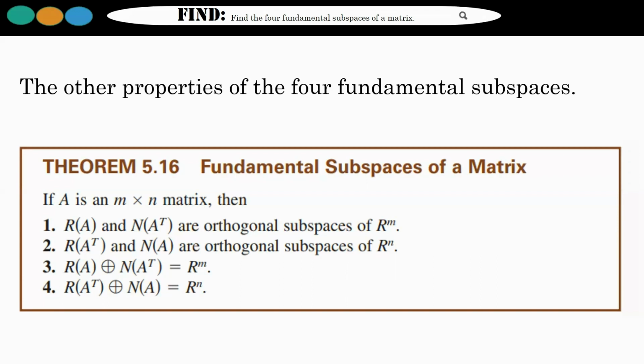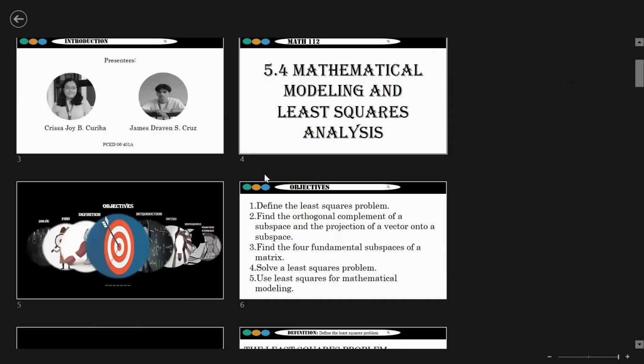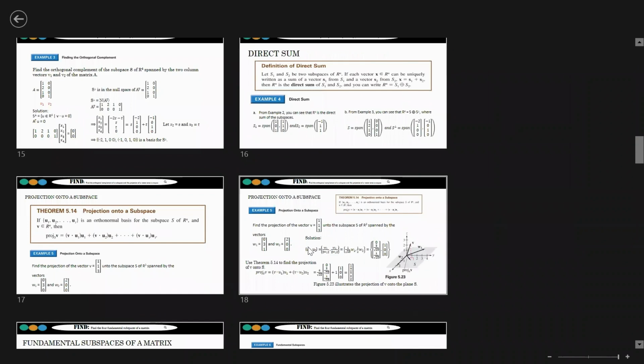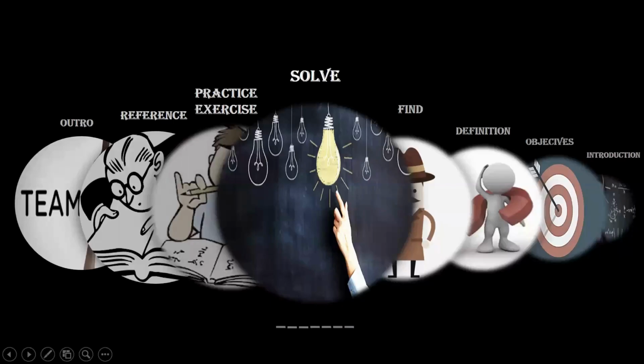And for the last one, number 4, the column space of transpose A direct sum the null space of A is equal to R to the N power. So this is the end of my report. And then we are going to the next reporter, my partner James Draven Cruz, who will be reporting.